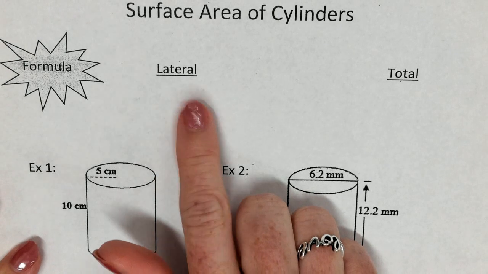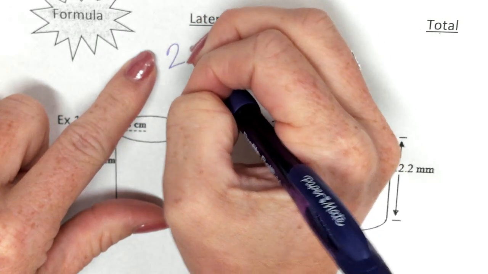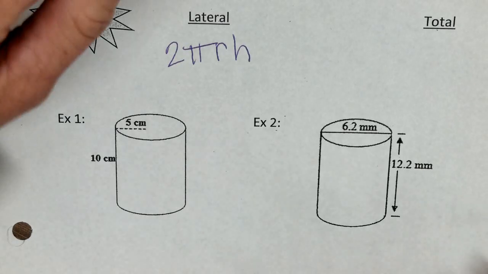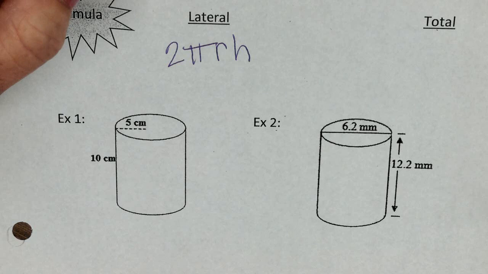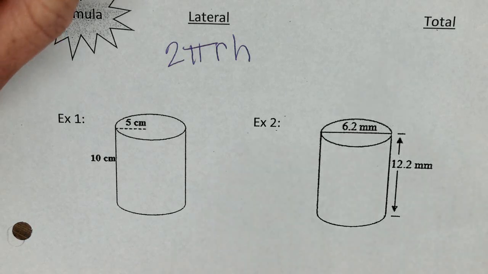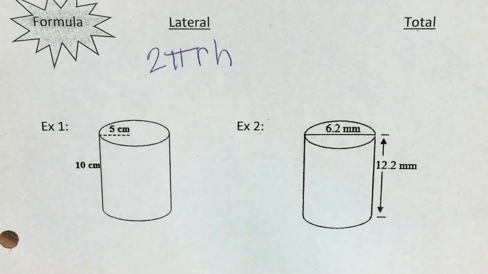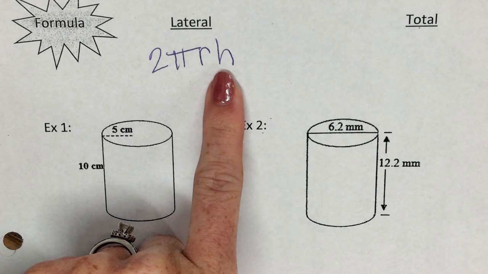Make sure you write them nice and legible. The formula for lateral is 2 pi r h. So tell me, what are the only two pieces you need? 2 is given to you. Pi is already given to you. So all you need is an r, which means radius. What is a radius? Halfway through a circle. And a height.